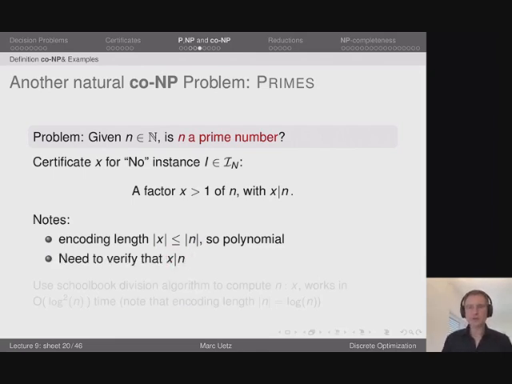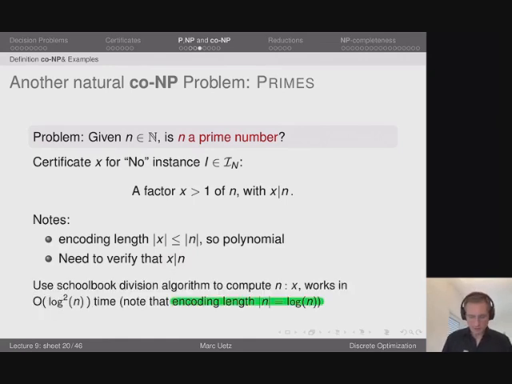And for that, we can use the schoolbook algorithm that you probably did already in primary school. So you have to compute n divided by x, that's integer division, okay? And this algorithm is an algorithm that works digit by digit. And the whole procedure is actually quadratic in the logarithm of the number n. And that is a polynomial in log n.